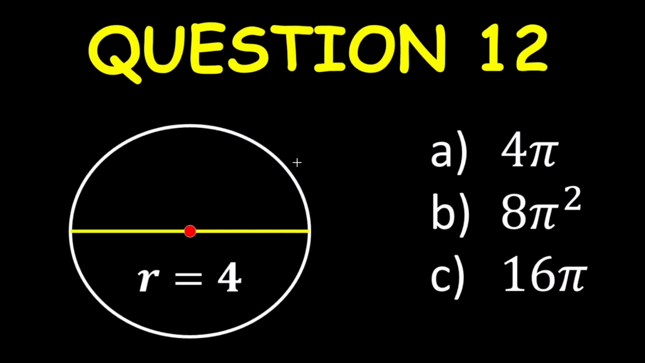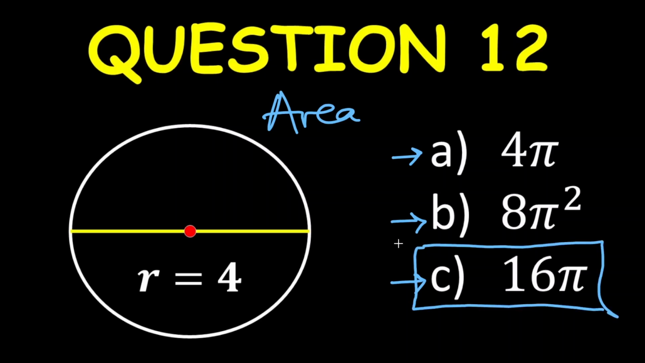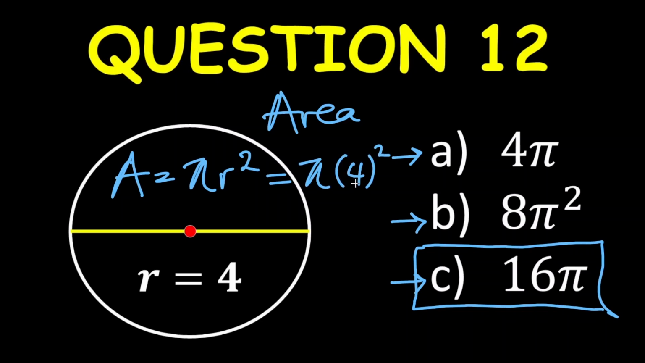Question 12. What is the area of this circle? The options are A, 4 pi, B, 8 pi square, and C is 16 pi. Alright, so the correct answer is 16 pi, option C. That's because the area of a circle is pi r squared, and we have pi times 4 squared. What is 4 squared? 4 times 4, which will give us 16 pi.